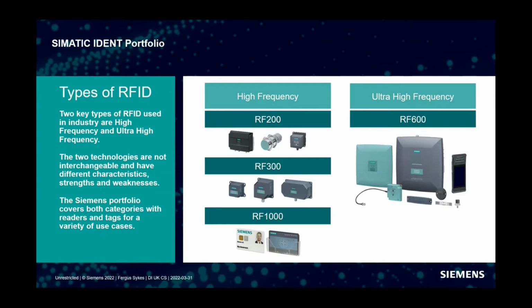RF200, similar sort of applications, but with a bit of a different scalable range for different applications like IO link or inside CNC machines where you need a really small reader. RF1000 is our user access control reader. That actually can also do low frequency, because low frequency is used in user access badges sometimes. And then we have the ultra high frequency band on the right hand side, which is primarily our RF600 range, and that's our logistics style reader.